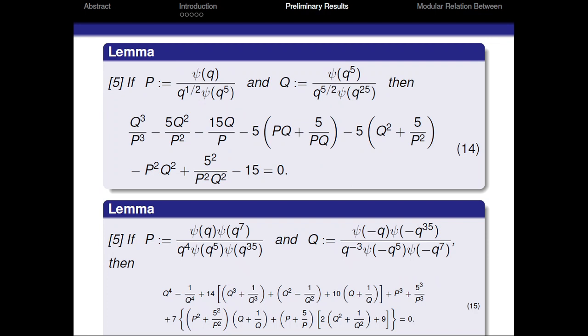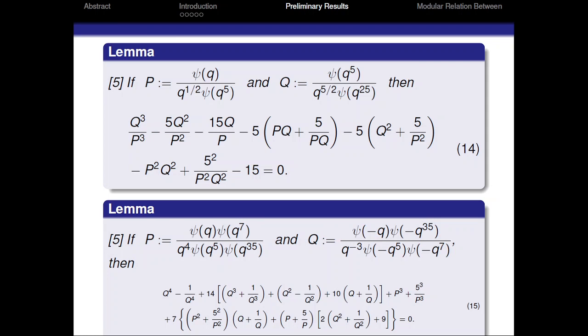In the lemma, if p is equal to psi of q divided by q power 1 by 2 into psi of q power 5, and q is equal to psi of q power 5 divided by q power 5 by 2 into psi of q power 25, then the following relation holds: pq minus 5 into q square divided by p square minus 15q divided by p minus 5 of pq plus 5 divided by pq minus 5 of q square plus 5 divided by p square minus p square into q square plus 5 square divided by p square q square minus 15 is equal to 0. That's equation 4. Have one more lemma.